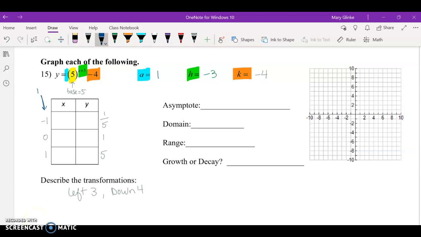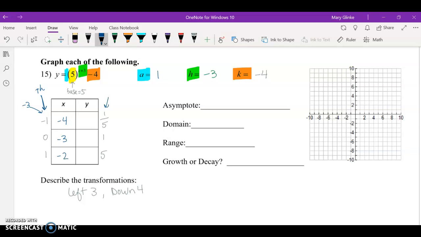Upon your X values, you're always going to add H. H in this case is -3. So I'm going to take all of my X values and subtract 3. And so -1 minus 3 becomes -4. 0 minus 3 becomes -3, and 1 minus 3 becomes -2.